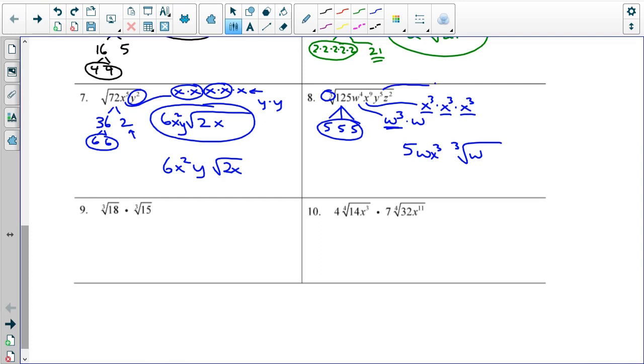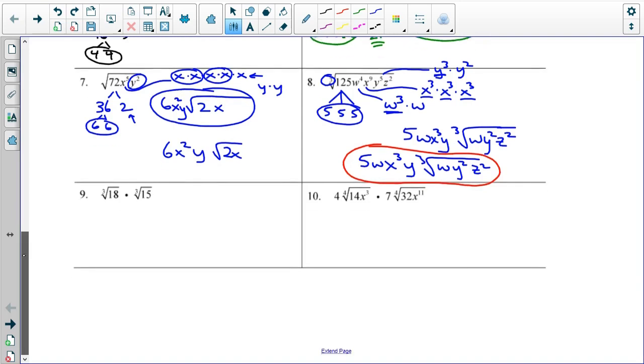Y to the fifth is y cubed times y squared. This y cubed means I can move 1 y to the outside, and I have 2 y's left over on the inside. And z squared, I don't have 3 copies of z, so that means I keep all of those on the inside. So if I rewrite my final answer, it's 5w x cubed y times the cube root of w y squared z squared. And that is my final answer.